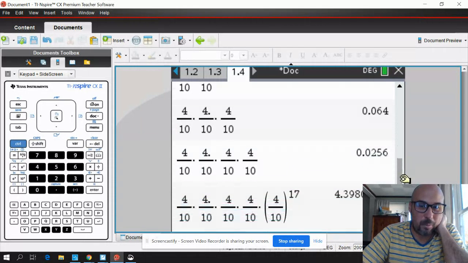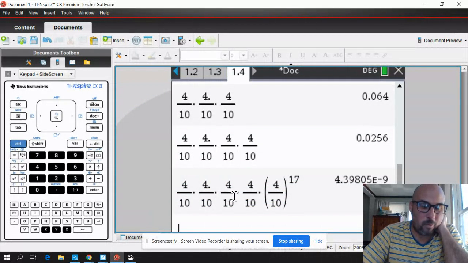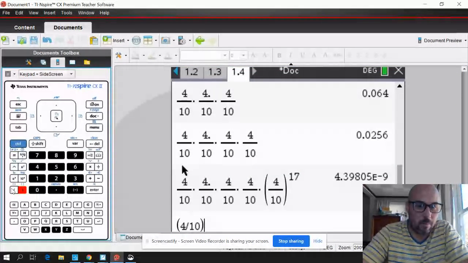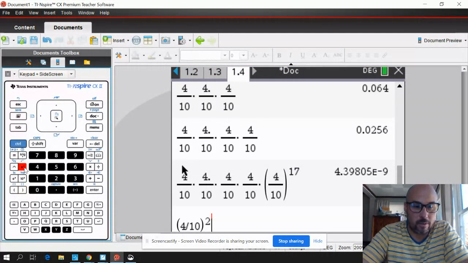And I got a little impatient, and I just multiplied by 0.4 another 17 more times. And you see how small this number is. It's 0.0000, so 8 zeros, and then 4, 3, 9, 8, etc. So it's basically 0. 4/10 to a really large number, like let's say 200.